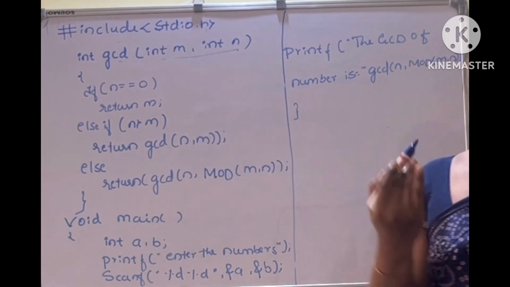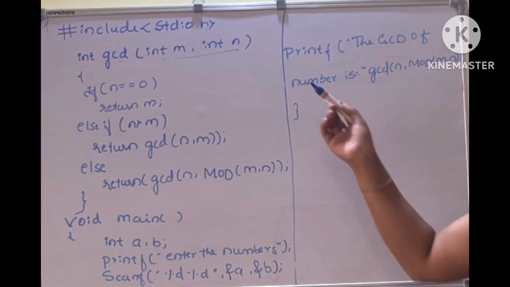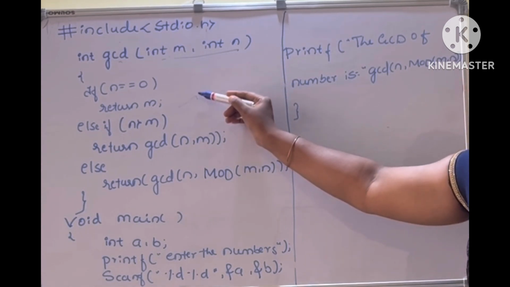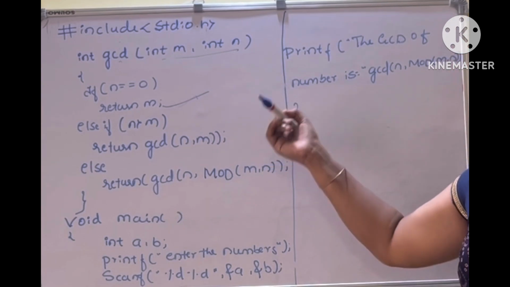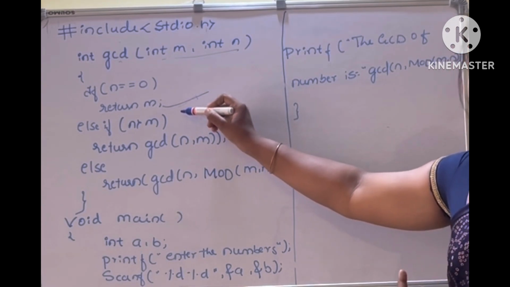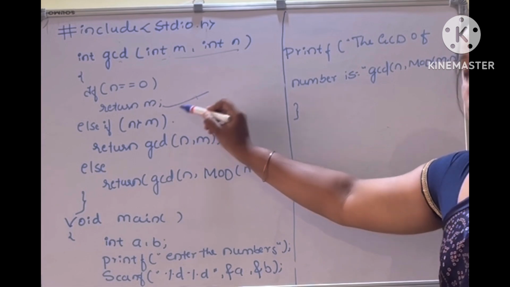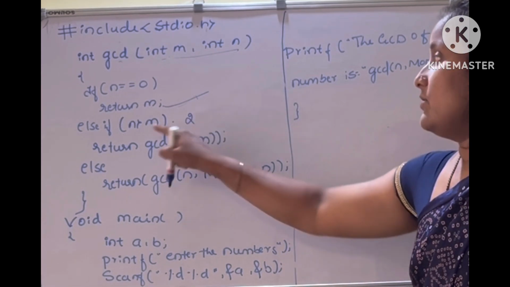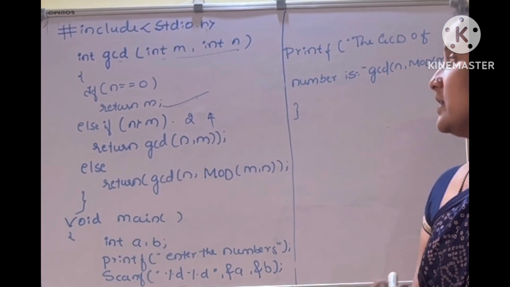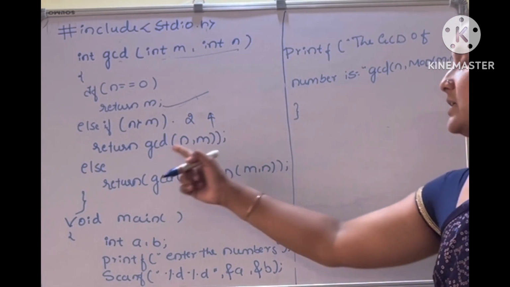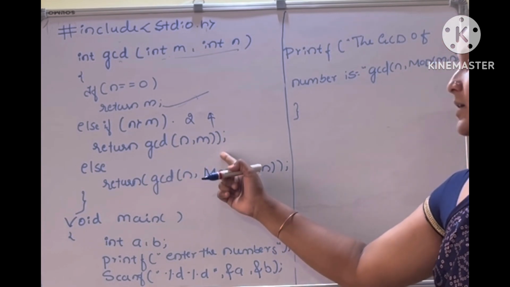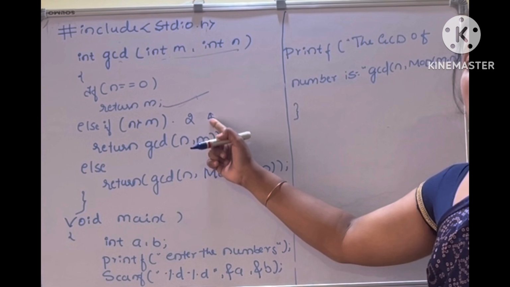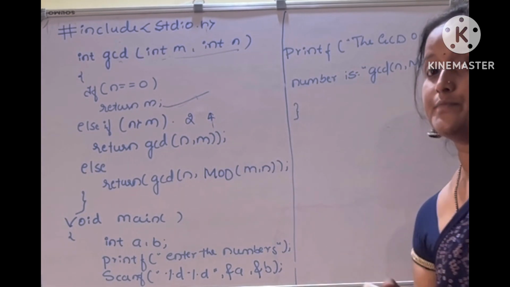Next, I have described the three situations. The first situation is when n is equal to 0; it should return the m value. The second situation is when n is greater than m. Suppose n value is 2 and m value is 4; the condition is going to be accepted, and it will work with the second situation. M value is 2, n value is 4.